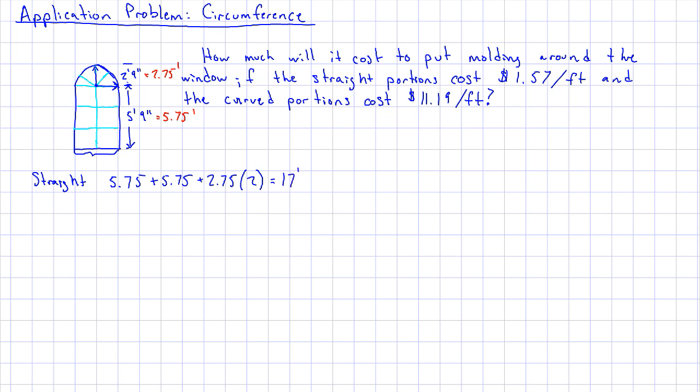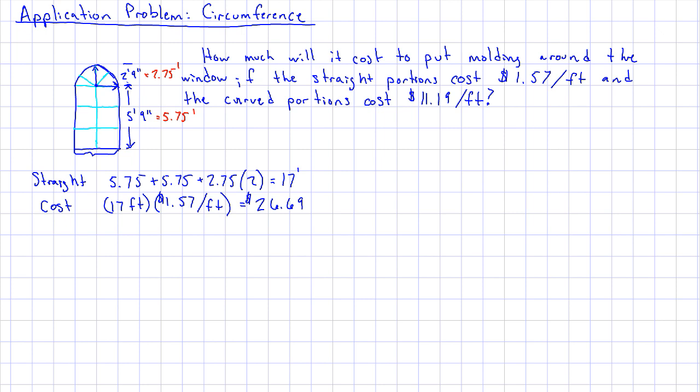And then when I multiply to get the cost, so this is the perimeter, the cost is going to be 17 feet times $1.57 per foot. And this will give me $26.69. So that's the amount that it costs to do the molding for that straight component.